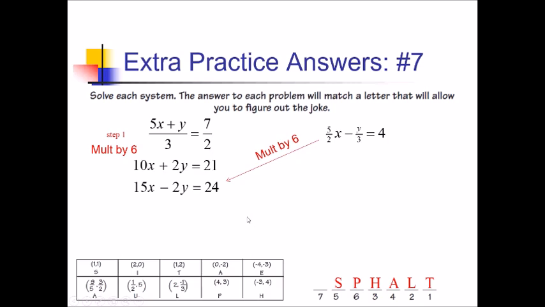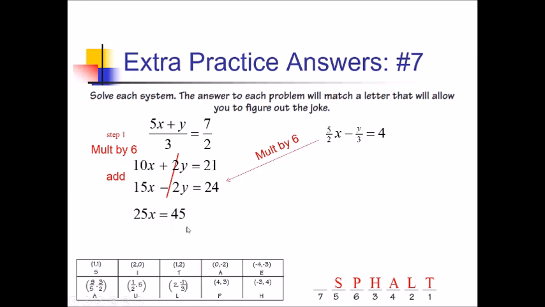One thing I do notice right away, conveniently, is that these y's are exactly the same except with opposite signs. So I'm good to just add these together and cancel out those y's. That worked out really nice. I have 10x plus 15x, that's 25x, and 21 plus 24 is 45.